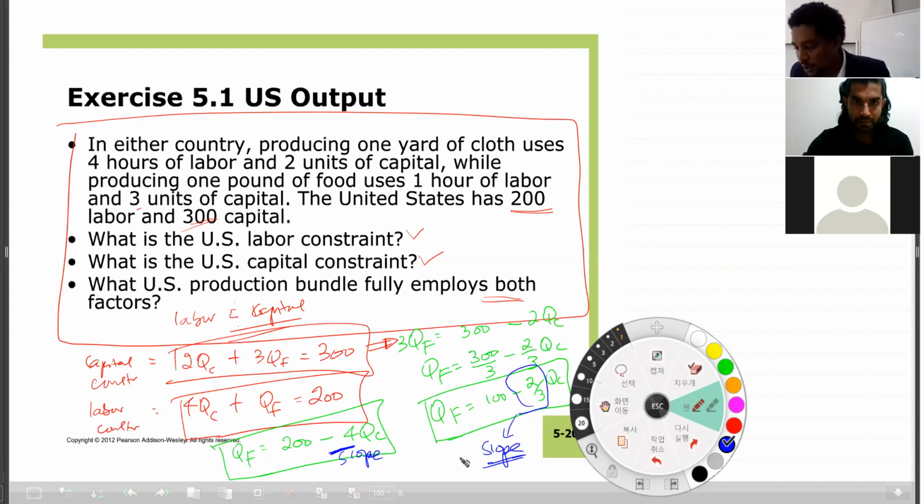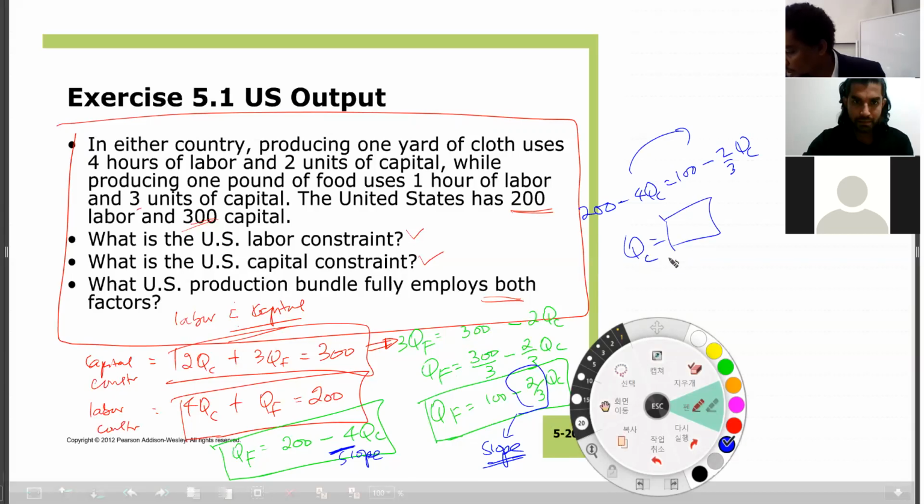And from this, as we have said, you can also compute the maximum amounts of clothes and food you can produce. What you do is 200 minus 4QC is equal to 100 minus 2/3 QC. Then you compute for QC, right? So just take this to the other side. After you compute for QC, you substitute this QC here, and you can find QF, okay? So once you find QF, those are the two quantities of clothes and food we can produce, right?